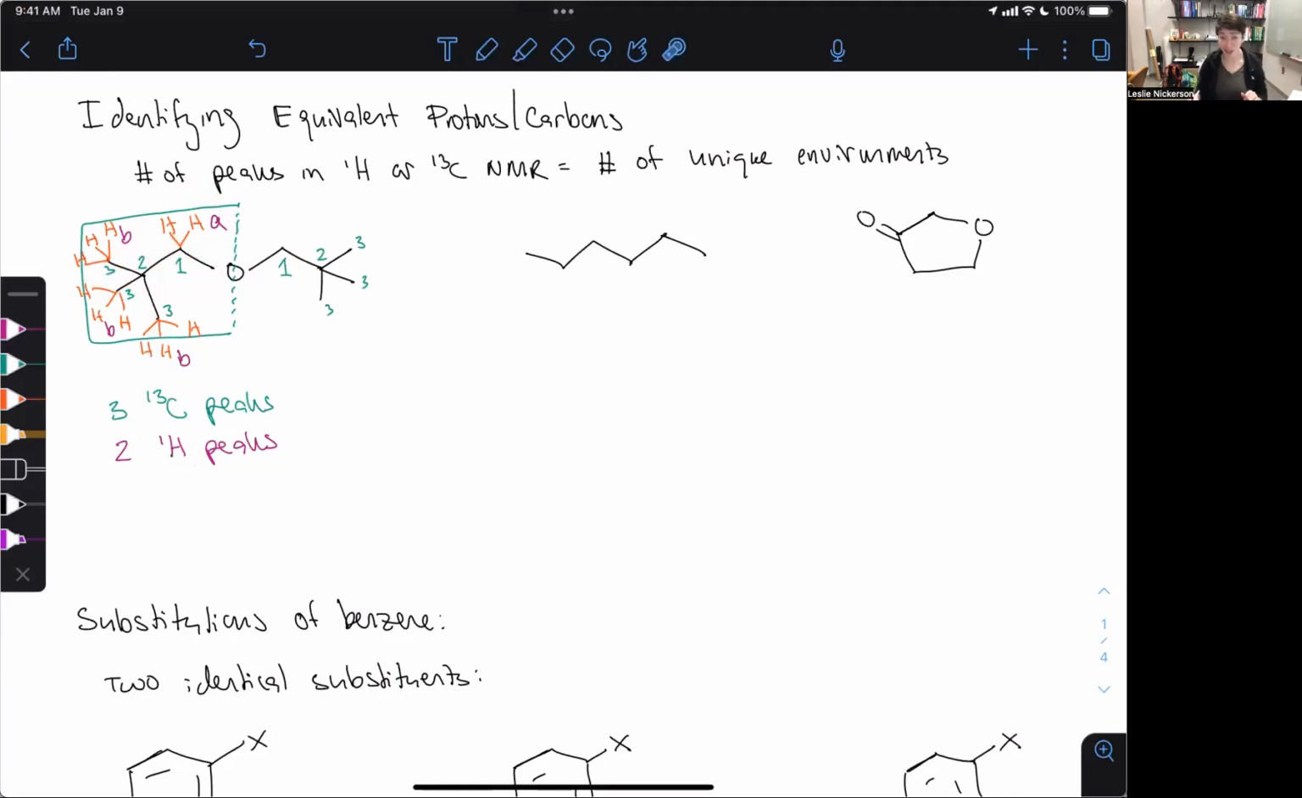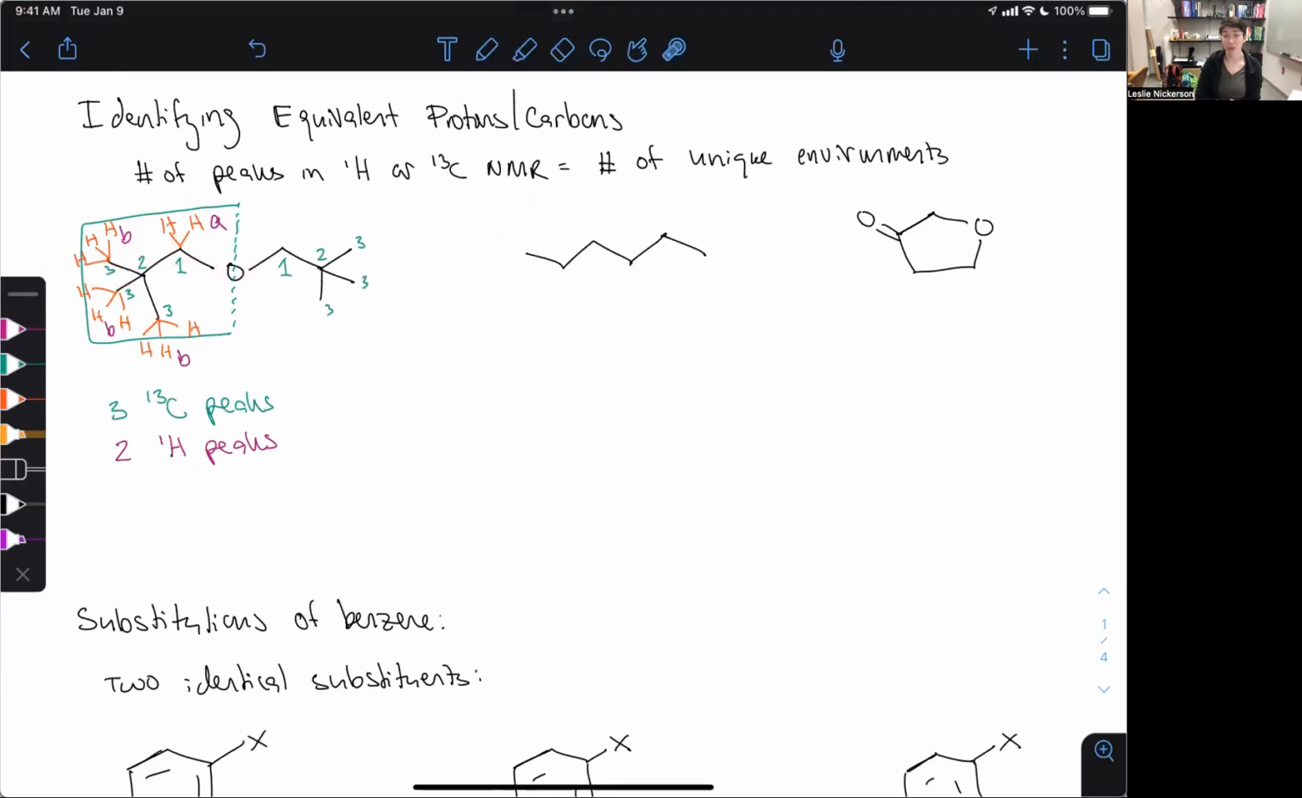Okay, and you can tell a lot just by the number of peaks, because you can get a lot of information from that and do some really quick process of elimination type stuff so that you can get rid of some ideas. Alrighty, so let's look at this one next.